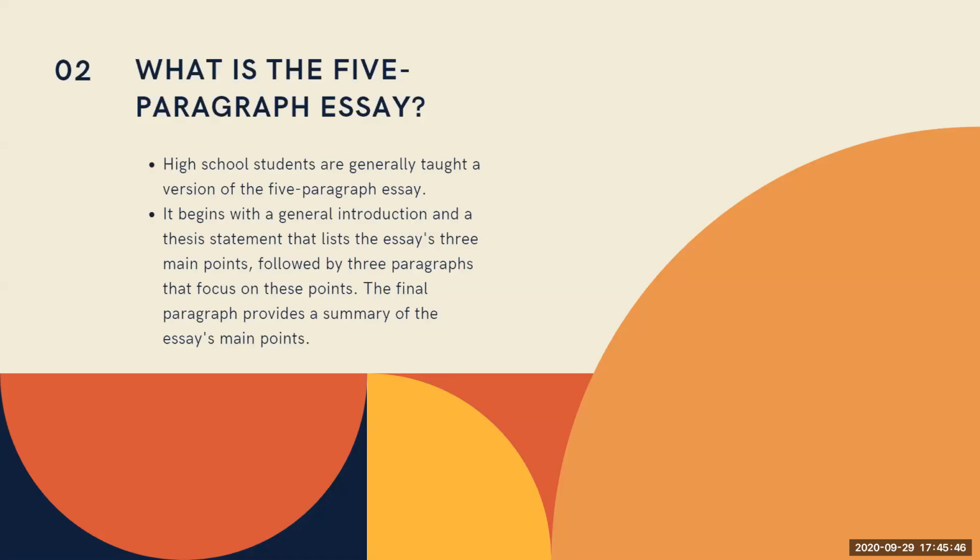The way it's organized is that it begins with a general introduction and a thesis statement that lists the essay's 3 main points, and then it's followed by 3 paragraphs that focus on these points. So like I said, it's 3 different distinct points within the thesis statement, like a list, and then the writer generally proceeds to explain each of those points in the following 3 paragraphs. After those paragraphs are done, the final paragraph provides a summary of the essay's main points, and you will have 5 paragraphs once you've completed an essay using this format.